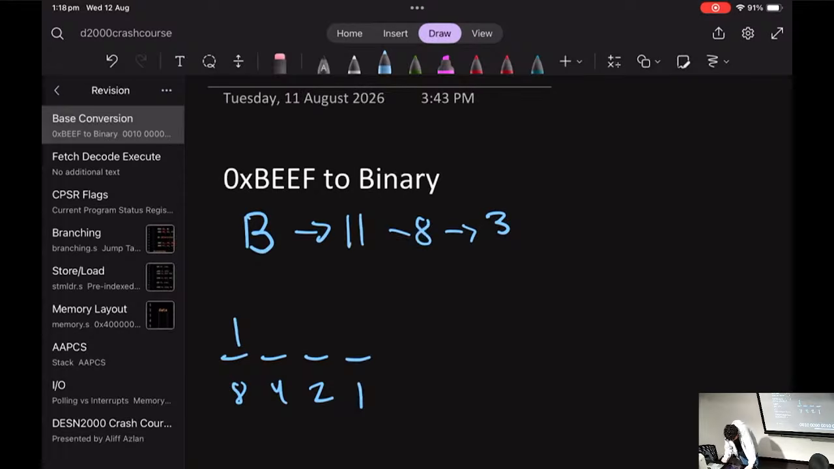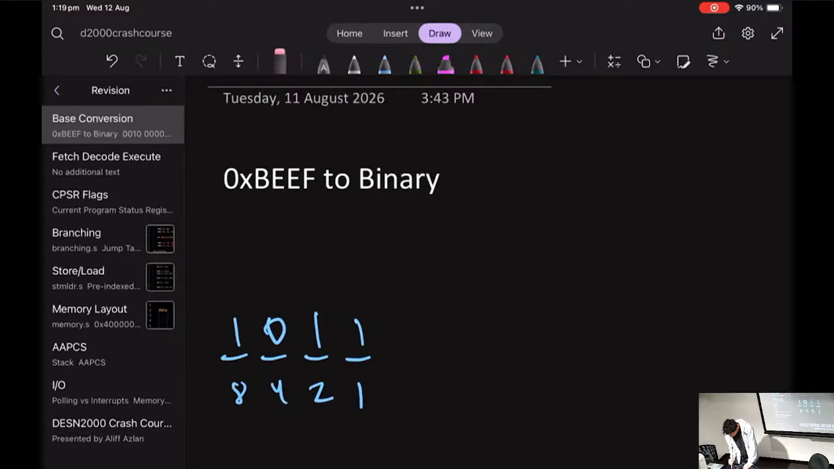I got you guys. Does 4 fit into 3? No, it doesn't, so we put a 0. Does 2 fit into 3? It does, and then we minus 2 and we're left with 1. And obviously 1 fits into 1, and then we're left with 0. So that's how we convert a decimal into binary. But that's only for one digit, and you can actually do this pretty fast. So that's B, right?